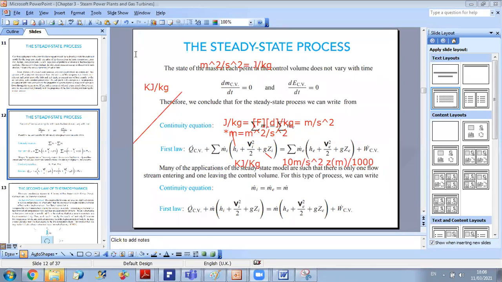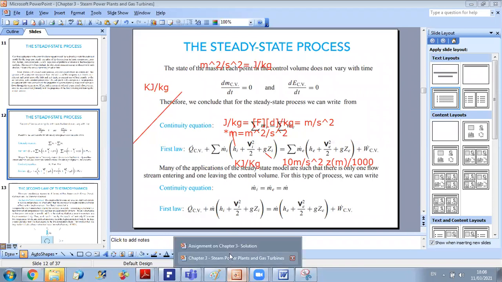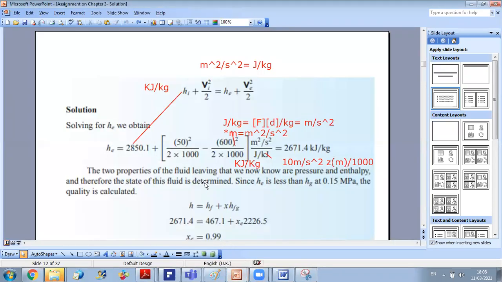So here they decided to convert the velocity term. This is why, after replacing V inlet by 50 meter per second, they divided the result of v square over 2 by 1000 to get the same units. And then V exit is also replaced by its value. I just have one unknown, which is h at exit. I get h at exit.